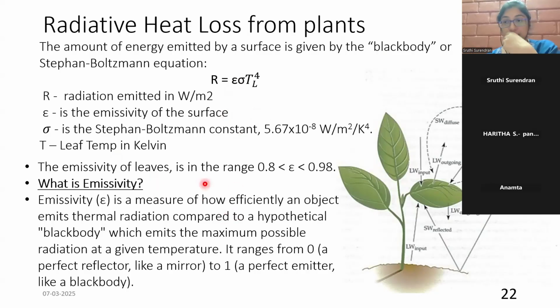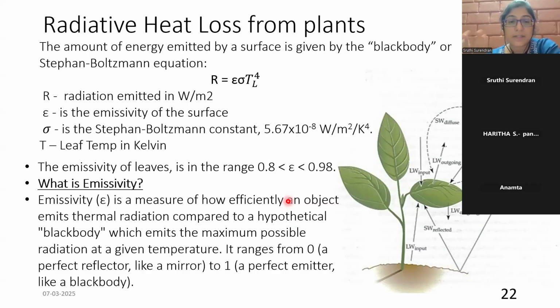And the emissivity of this leaf, this epsilon value, is going to be in the range of 0.8 to 0.98. So if a body absorbs all of the light, then the emissivity factor is going to be 1. Epsilon is going to be 1. And if it reflects all of the light, like say a mirror, the emissivity of a mirror will be 0. Emissivity of a perfect black body will be 1. And leaves have emissivity ranging between 0.8 and around 0.98.